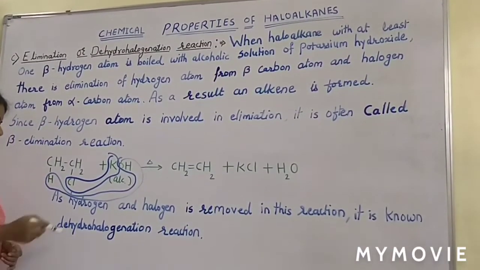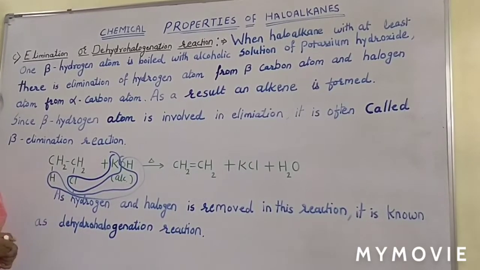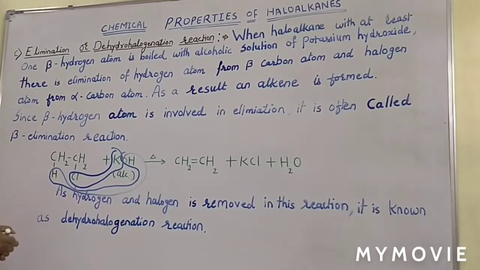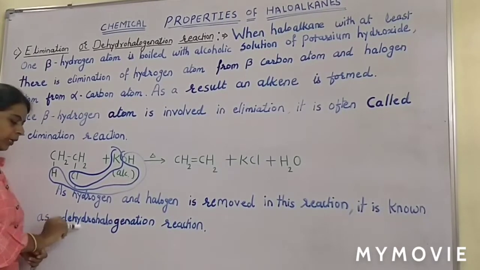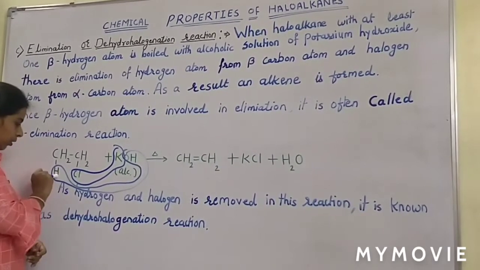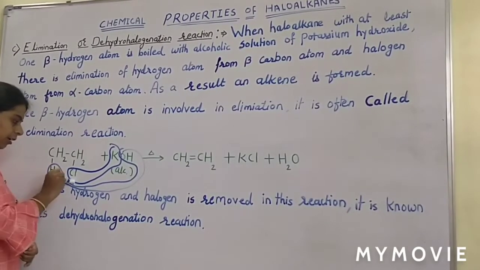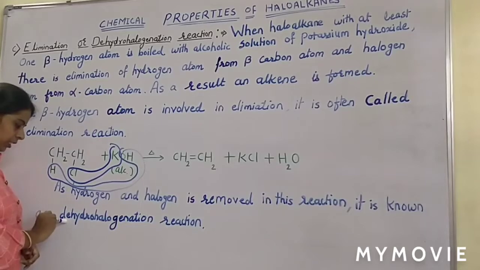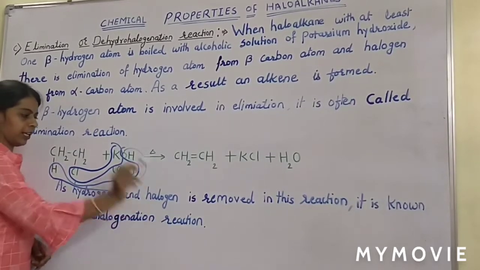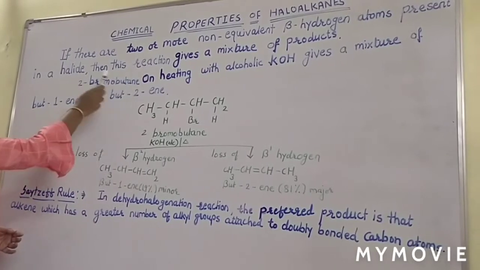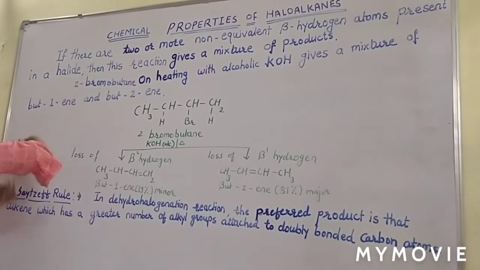Now as in this reaction hydrogen and halogen are removed, hence it is known as a dehydrohalogenation reaction. De means removal. The beta hydrogen atom is removed and the alpha halogen atom is removed. So this is the dehydrohalogenation reaction.